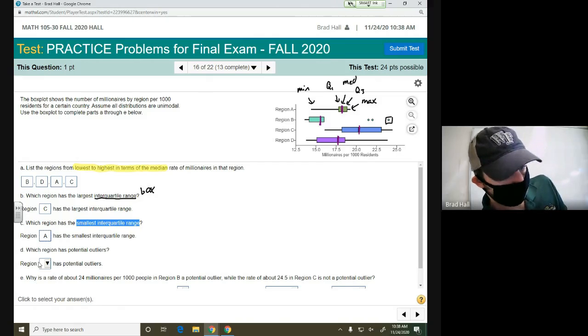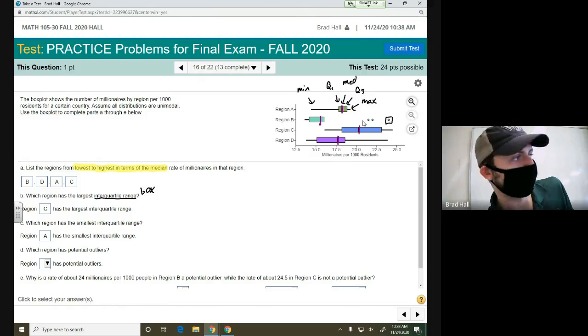And then which region has potential outliers? That's where those dots come into play. So that's region B.